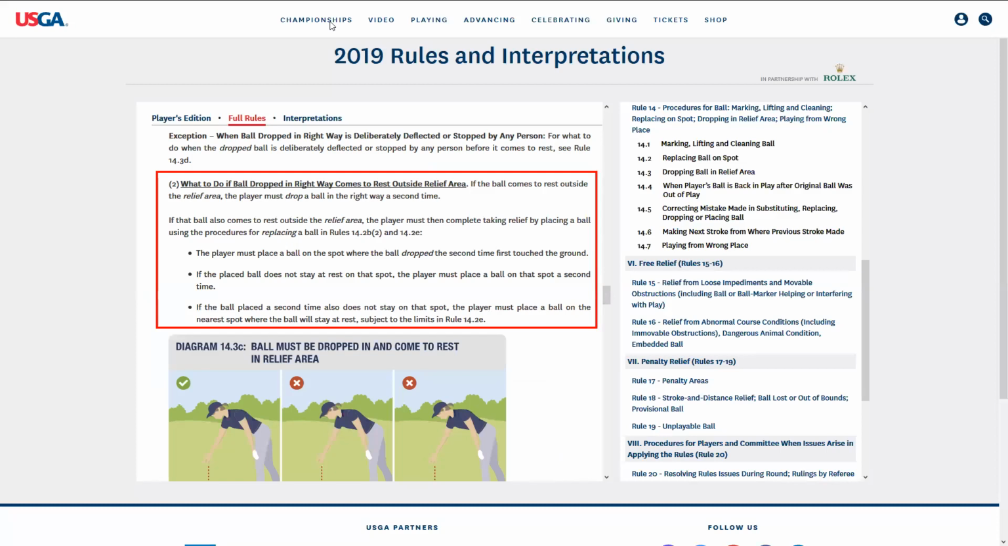That's what 14.2e we just went over. One exception is if the ball's on the putting green, you can actually be placing it in the general area, but that's the only exception.